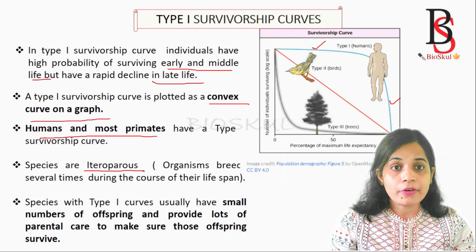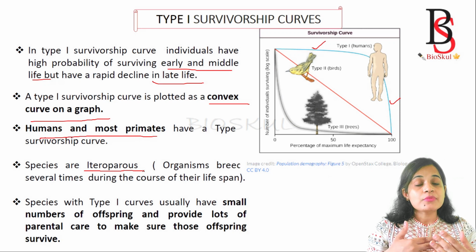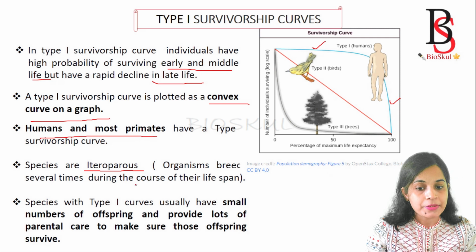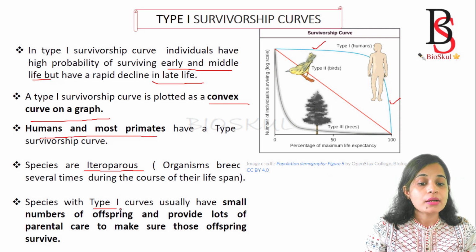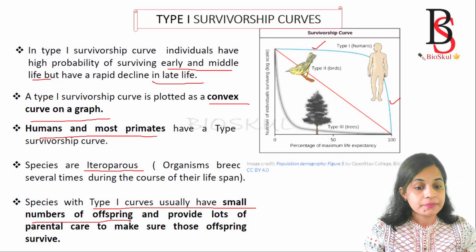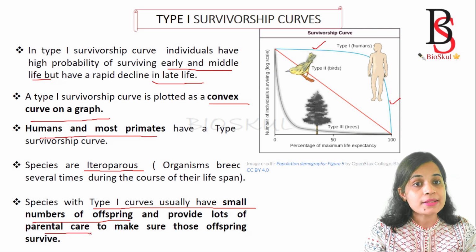Heteroparous is derived from the Latin word. The organism that breeds several times during the course of its lifespan is known as Heteroparous. And the Heteroparous species with type 1 curves usually have small numbers of offspring, and they provide a lot of parental care to make sure those offspring survive.